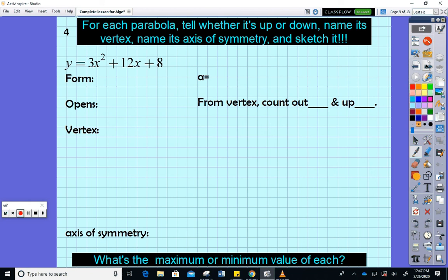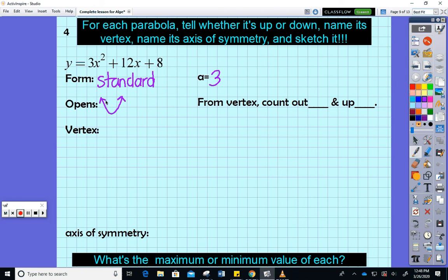All right, so I'm looking at this one and I see that this is in standard form. I immediately see that my a value is 3. That means this parabola opens up because 3 is positive, not negative. I expect this parabola is going to be tall and skinny because 3 is larger than 1. On the vertex, I can't see it right off the bat. I have to do the work.